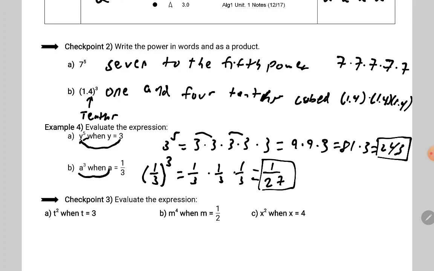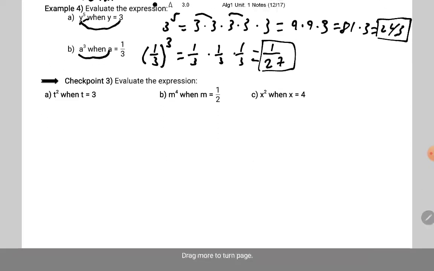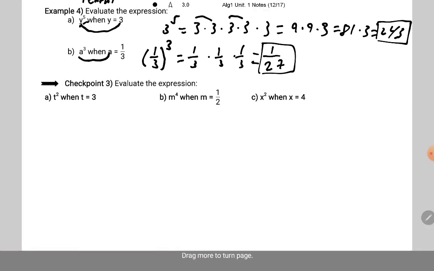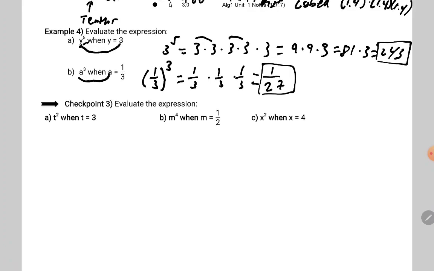Okay. Two more. One more set of problems to go. So evaluate the expression. So t squared when t is 3. So replace my t with 3. So 3 squared means 3 times 3, which is 9.